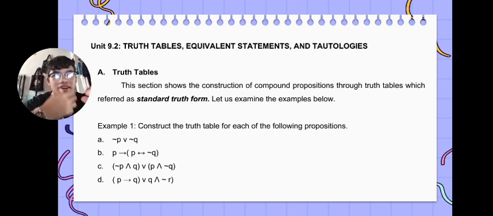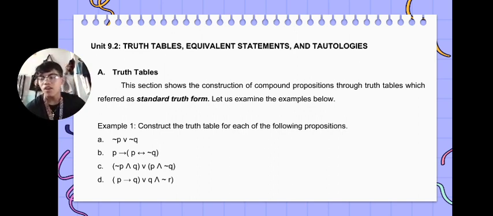Next is 9.2, truth tables, equivalent statements, and tautologies. Truth tables. This section shows the construction of compound propositions through truth tables, which are referred to as standard truth forms. Let us examine the example below. The example 1.